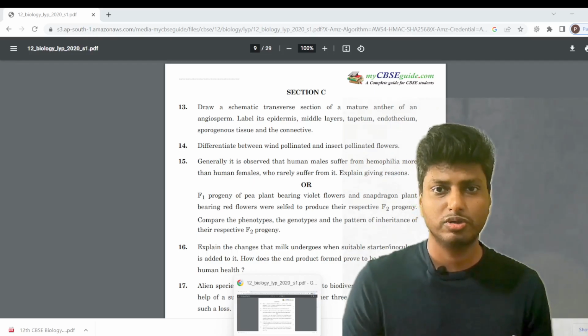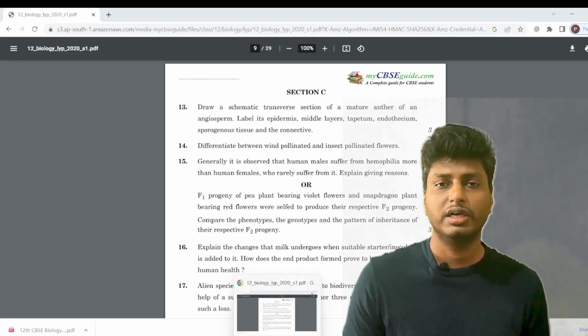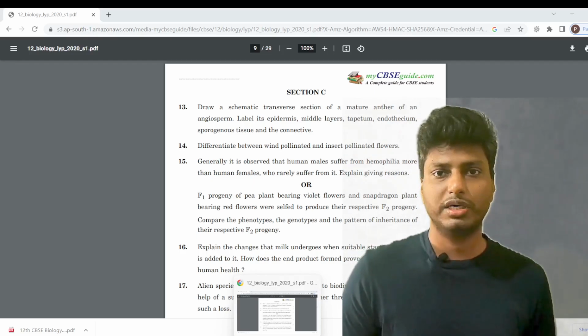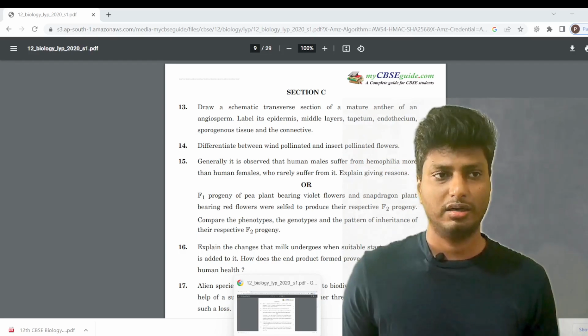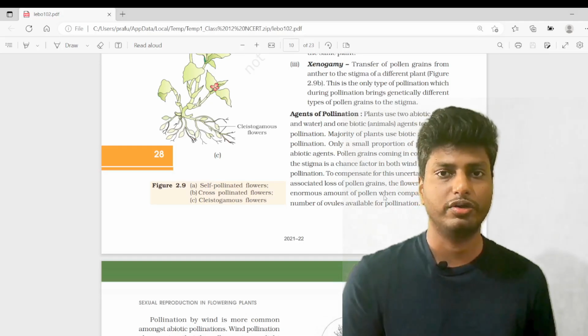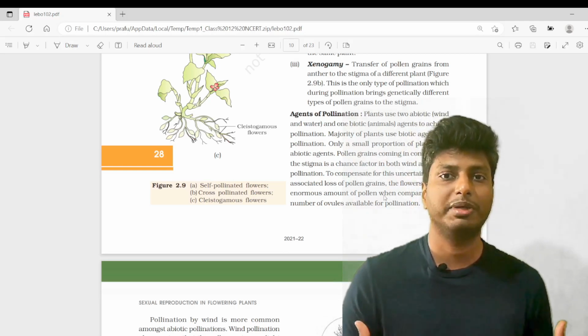the closer you are to your textbook, the more you restrict yourself to the textbook, the more chances there are that your concepts will be clear. And if your concepts are clear, that will mainly help you in getting good marks. Not only good marks, it will also help you in clearing the NEET exam, which is purely conceptual. So if you talk about the concept of pollination, dear students, what do we mean by pollination?